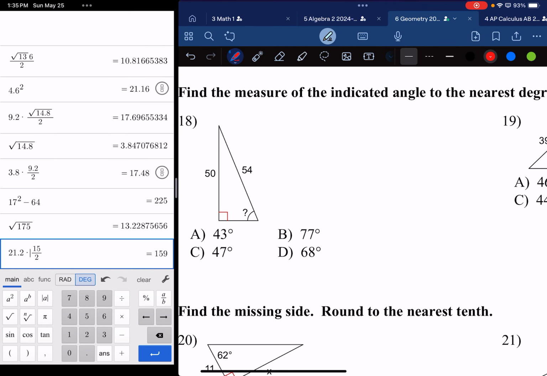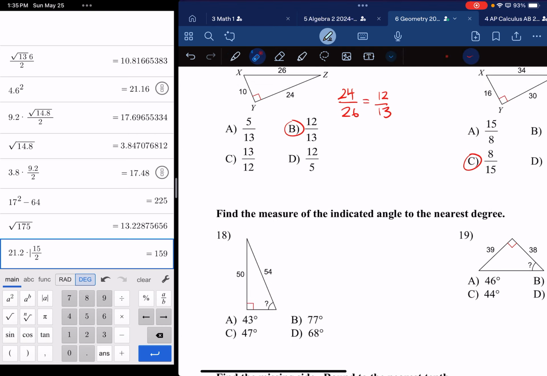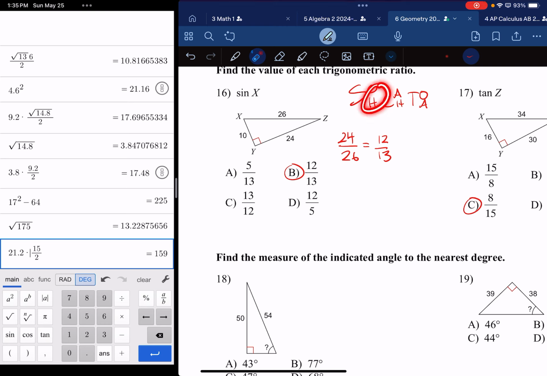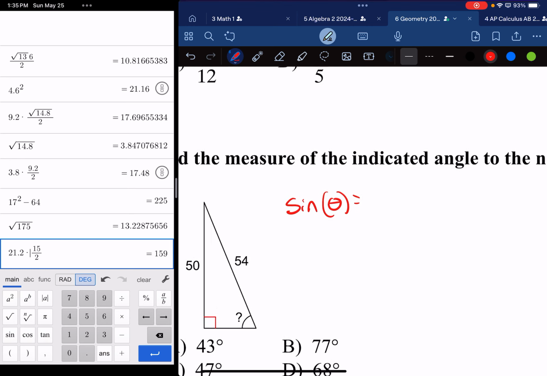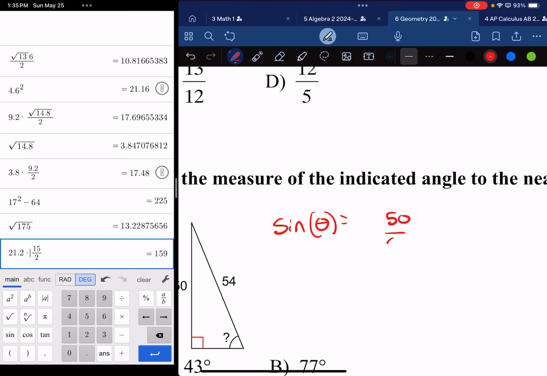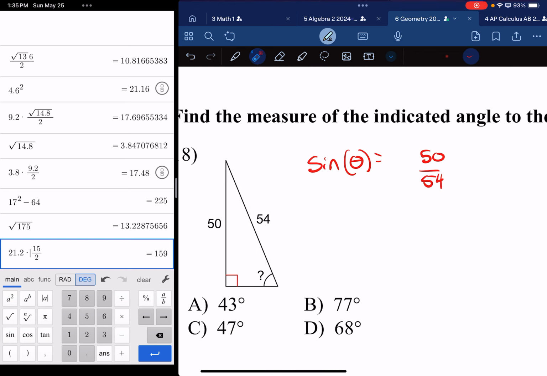We need to set up a trigonometric function. So I'm noticing that I'm using the opposite and I'm using the hypotenuse. Opposite and hypotenuse are the O and the H. O and H are used by sine. So I'm going to say sine of my angle, I'm just going to call it theta for now, is going to be equal to my 50 over my 54. I want to get this angle by itself. That's what it's asking for after all. It's finding the measure of the angle.